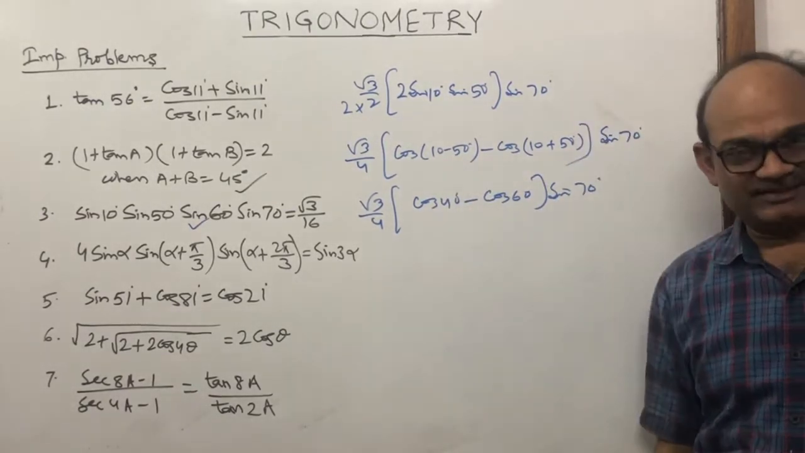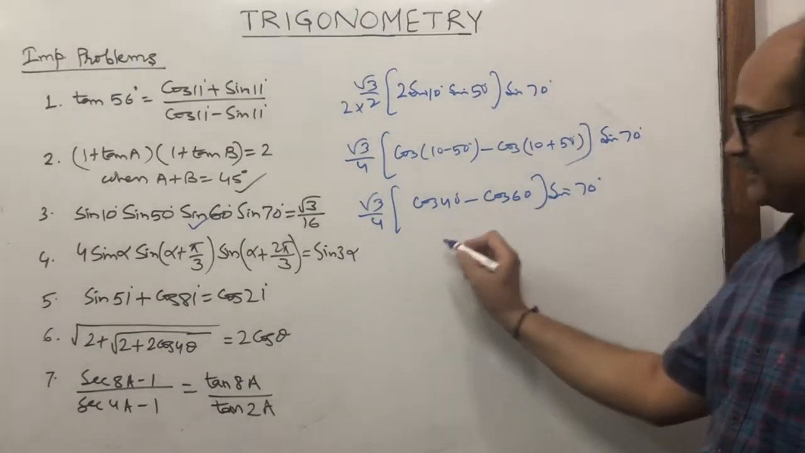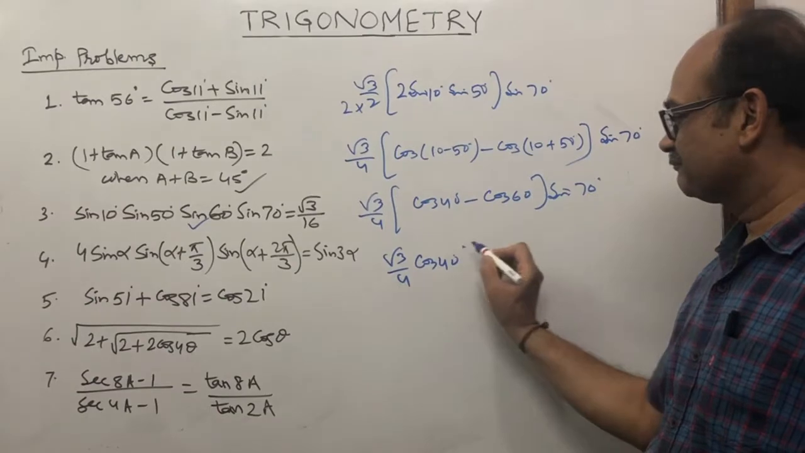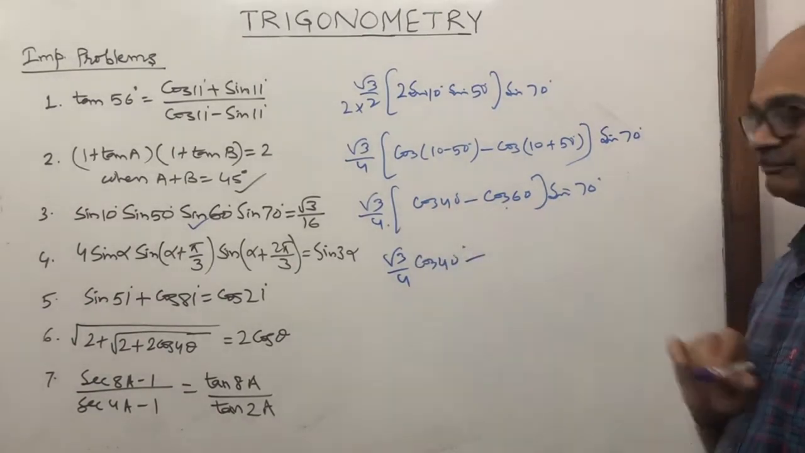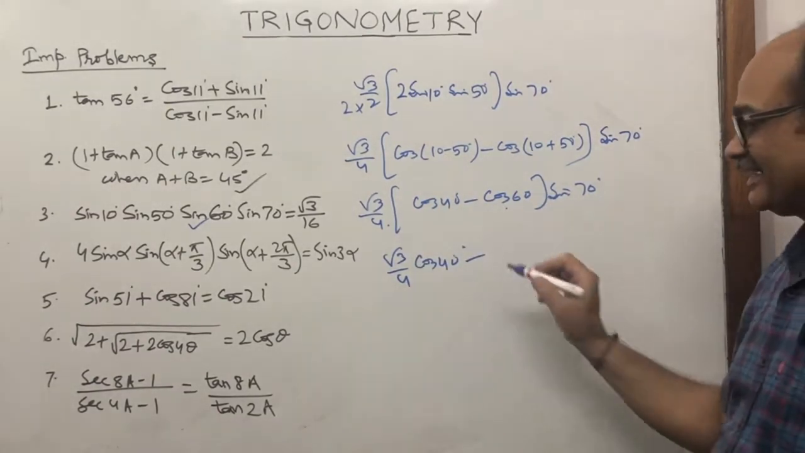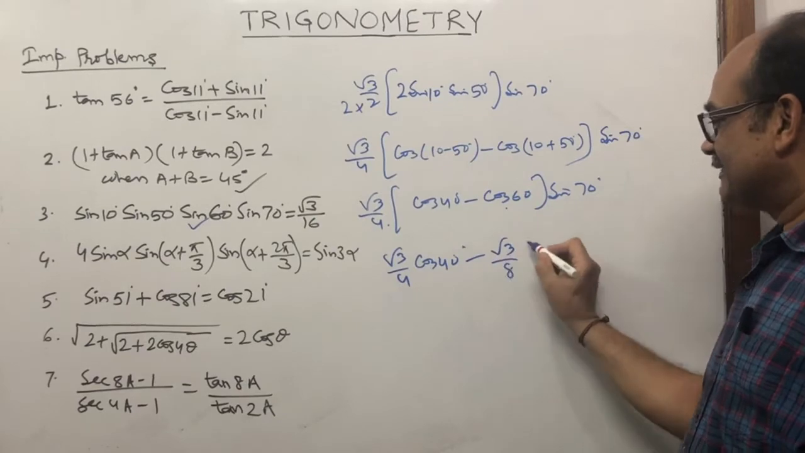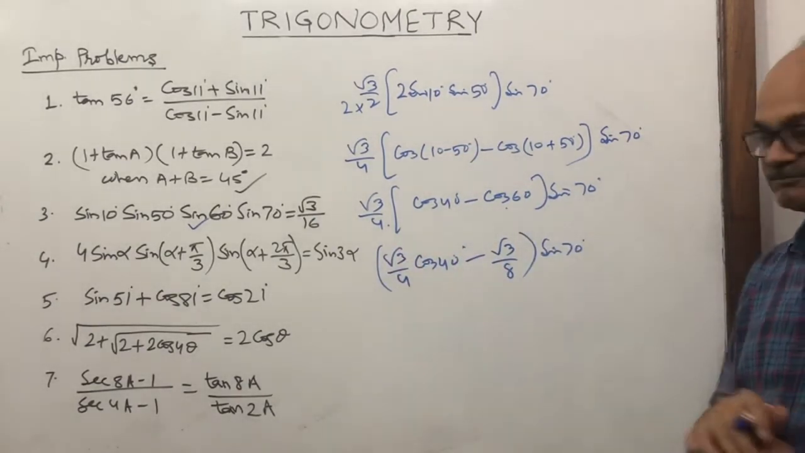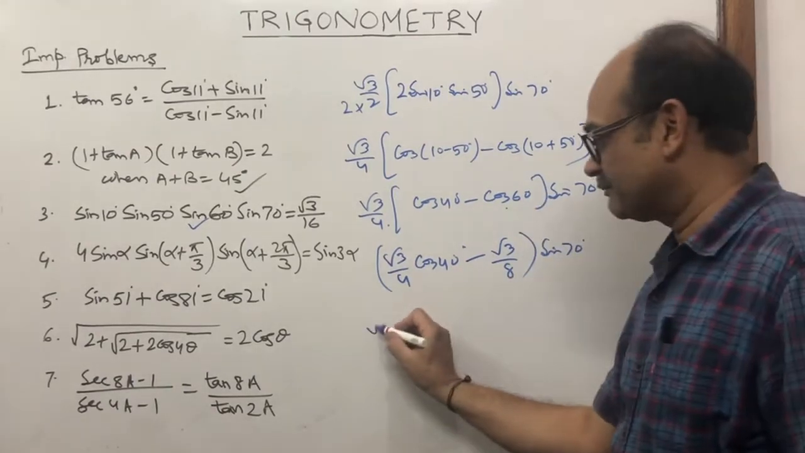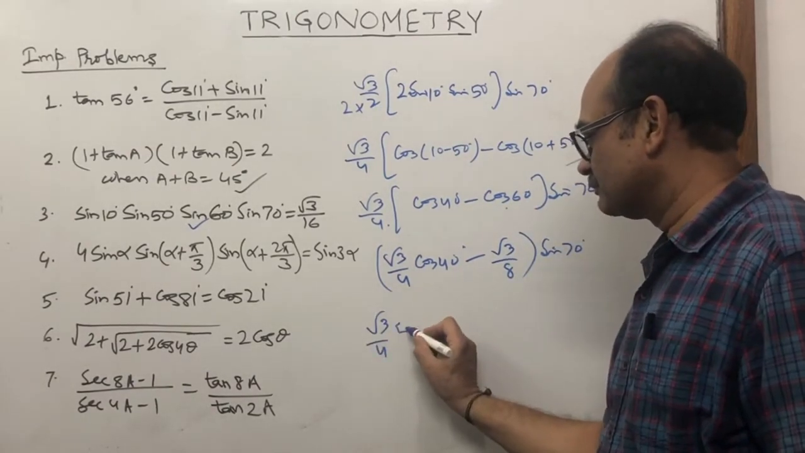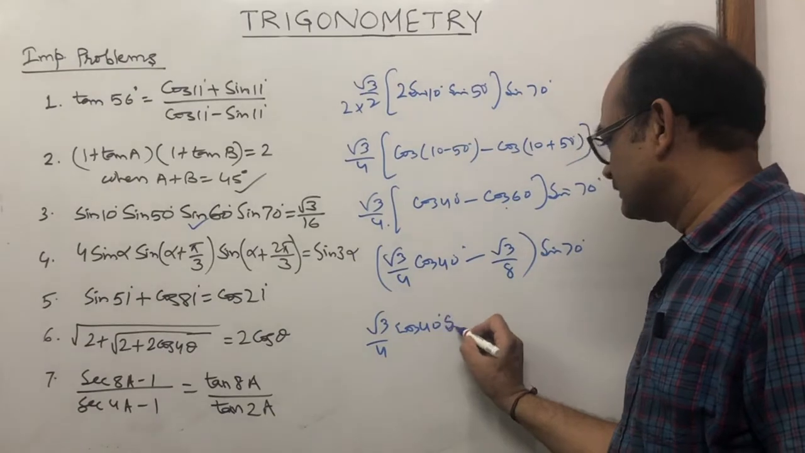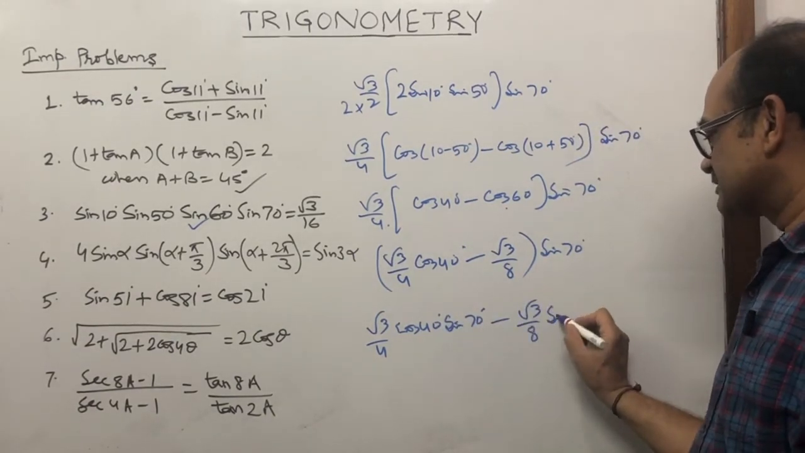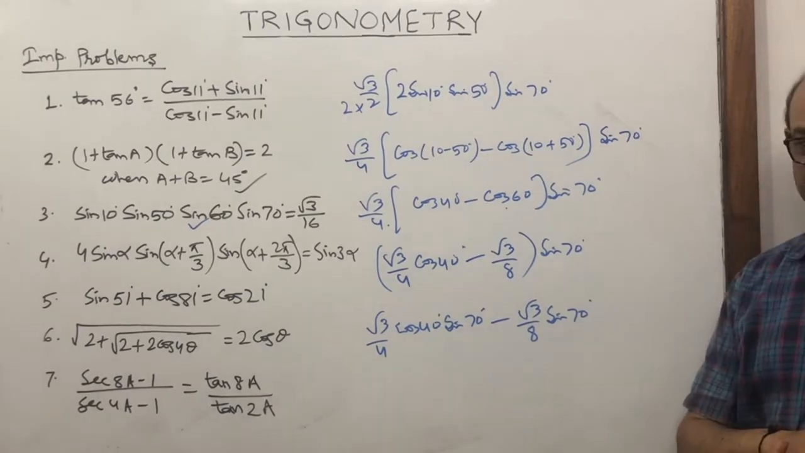लिख दिया cos 40. Now if we expand it, root 3 by 4 into cos 40, root 3 by 4 into, yes, cos 60 half, and outside it is sin 70. Again multiply, open the bracket, root 3 by 4 cos 40 sin 70 minus root 3 by 8 sin 70.